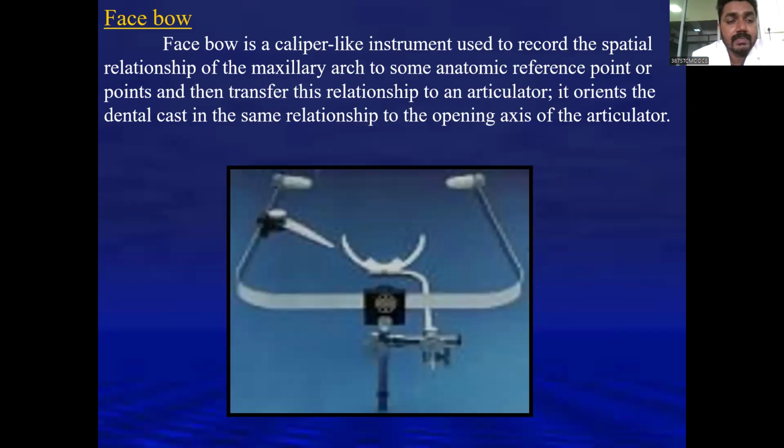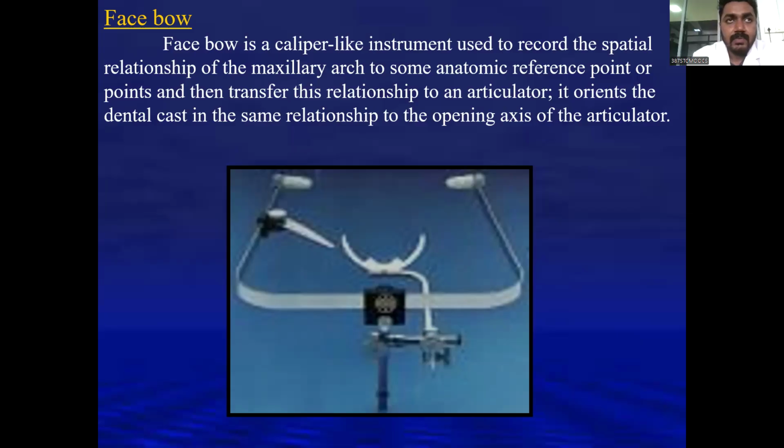So here, what is a facebow? The definition says that a facebow is a caliper-like instrument used to record the spatial relationship of the maxillary arch to some anatomical reference point or points and then transfer this relationship to an articulator. It orients the dental cast in the same relationship with the opening axis of the articulator. We know that the patient has an opening and closing axis. Arbitrarily, when we transfer this to a non-adjustable articulator, there is a mild change in the opening and closing axis of the articulator.